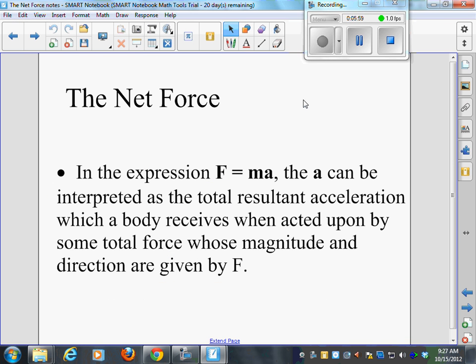Okay, you probably don't need to write this down, but just a reminder: in the expression F equals ma, the a can be interpreted as the total resultant acceleration which a body receives when acted upon by some total force whose magnitude and direction are given by F. In other words, the F in F equals ma is really F net, right? Because it's the net force that actually causes the acceleration. So that means we've got to calculate the net force before we can go on.